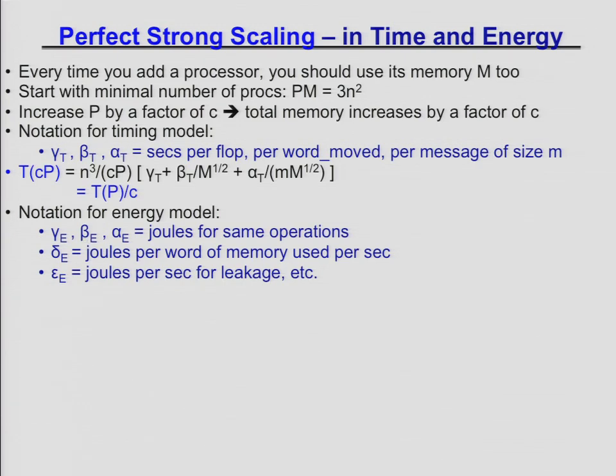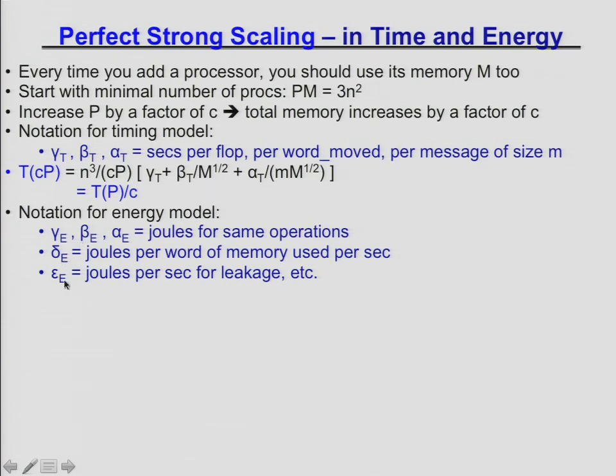And computer architects have gone over this model, and they kind of agree it's a reasonable model. And I'll let alpha sub e be the number of joules per message to pack it up and send it out over the network. Now, that's where some of the energy goes. But there are also other places energy goes, like the memory. It takes energy to store a word in memory. So let me let delta be the joules per word of memory used per second. In other words, you have a word stored in memory, and it sits there for a second. That's how many joules it takes to keep the memory turned on.